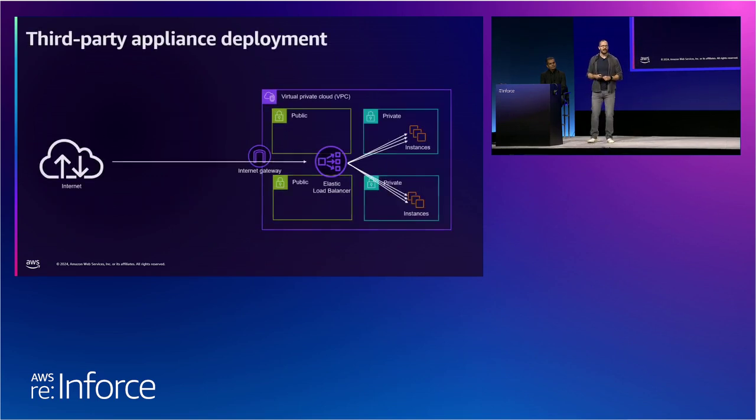So let's talk about how you actually deploy these different components into your architecture to protect your ingress traffic to your applications. So Moon has already showed you this diagram. So this is our internet connecting to a load balancer.